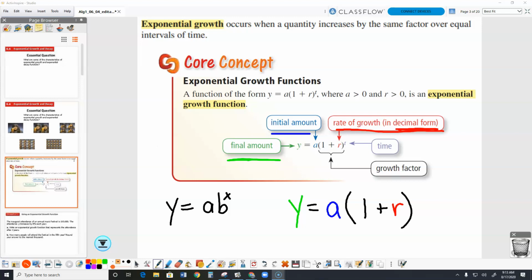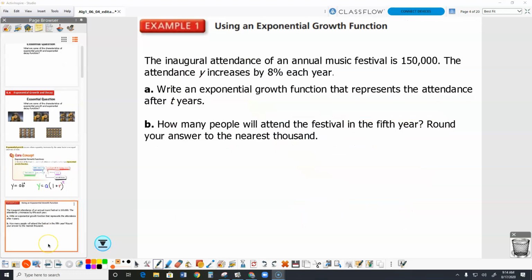And that whole part right there, the 1 plus r, that's going to be called our growth factor. And then instead of x, we're going to have a t, and t is going to stand for time. All right, so this is going to be the new equation that we will work with in this section. So let's take a look at an example.